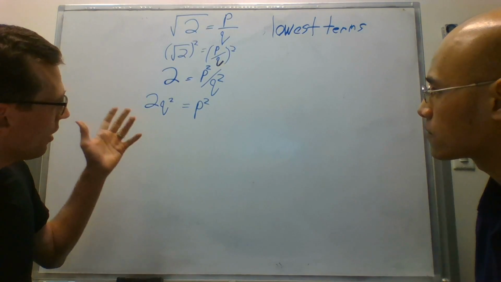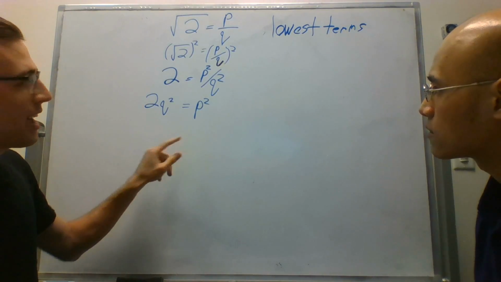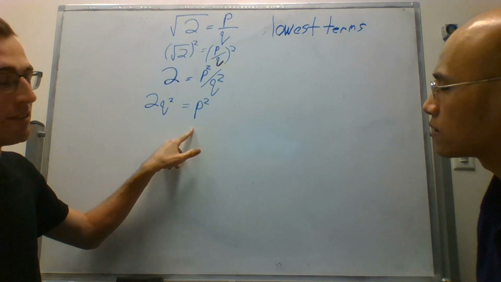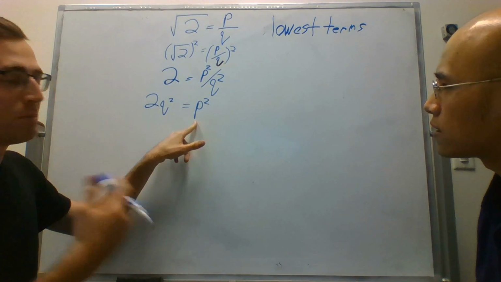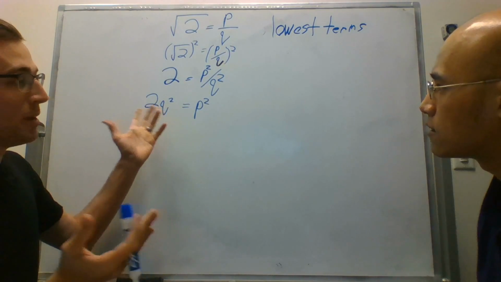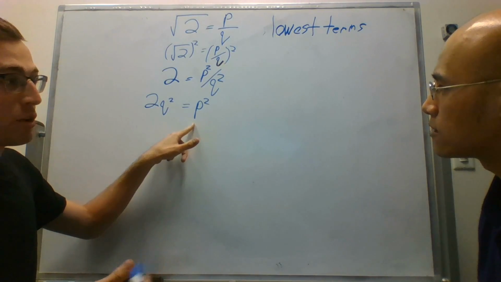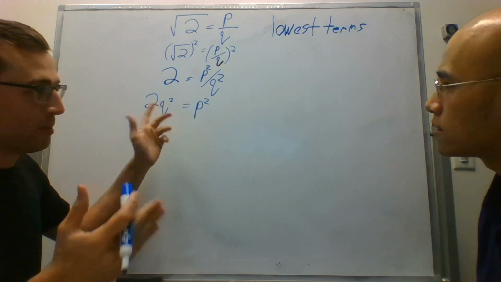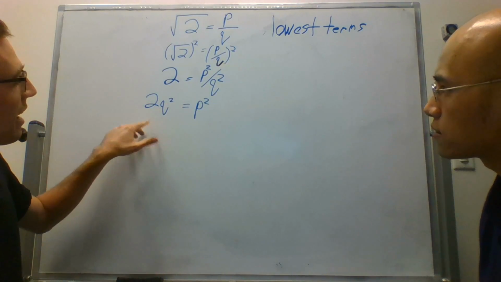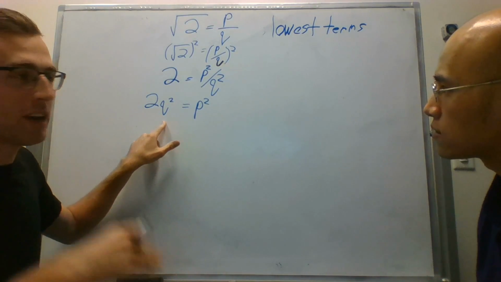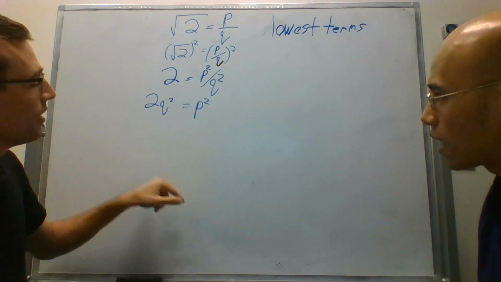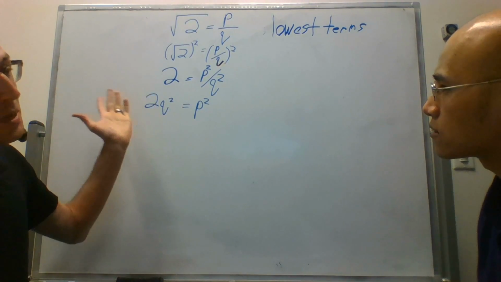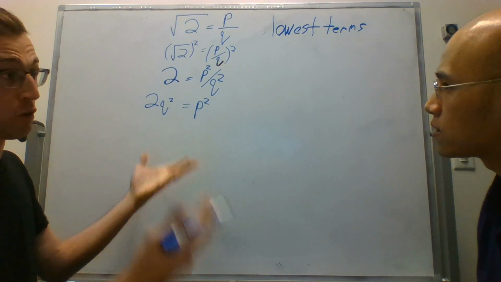What we're now going to say is that P must be an even number. Look at this: if you have an even number and multiply it by itself, it's going to be an even number. If you have an odd number and multiply it by itself, it's going to be an odd number. So we have 2 times Q squared. I don't care what Q squared is, I know 2 times it is going to be an even number. This implies P squared is even, therefore P is even.